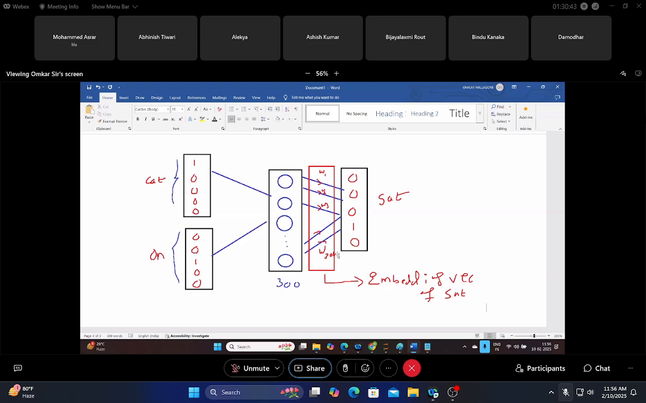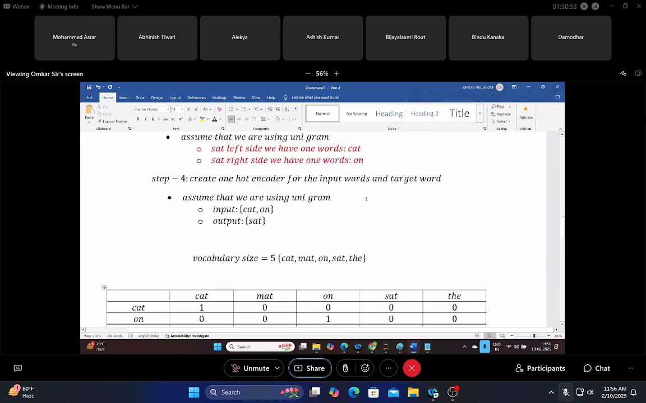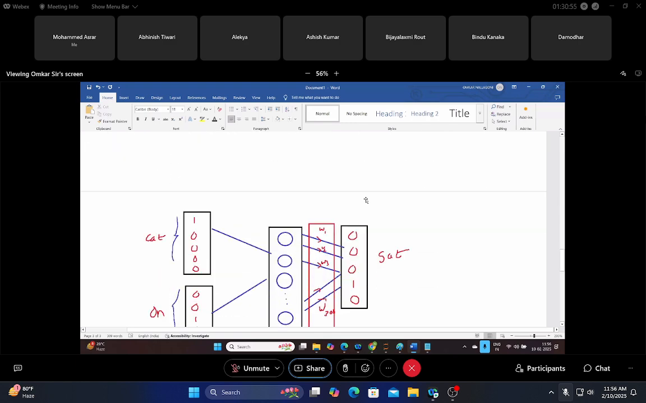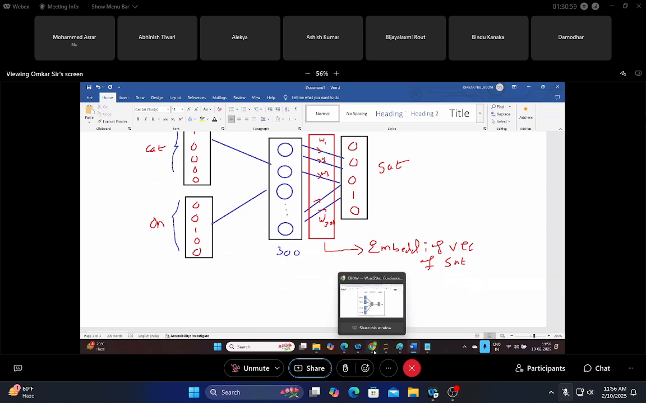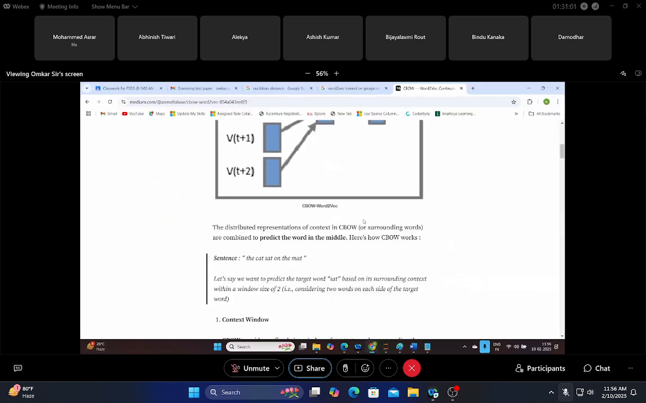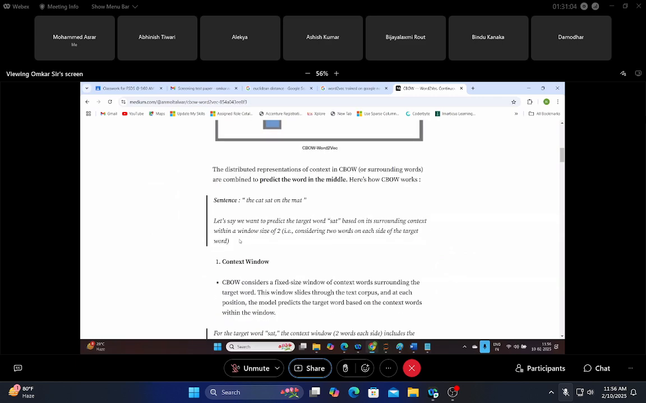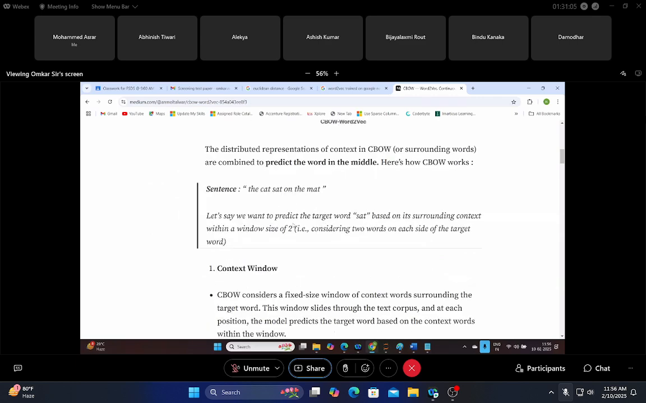Skip gram means reverse. Understood, right? Skip gram means what? Sat will come front, cat on will come later. Skip gram. This is for the CBOW. A skip gram means it will come like this. Let's see here. What is it saying? The cat sat on the mat.